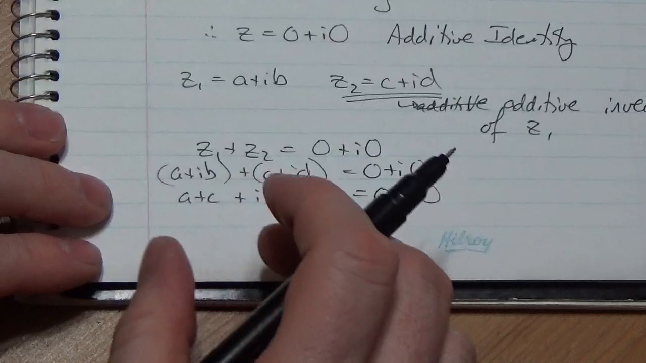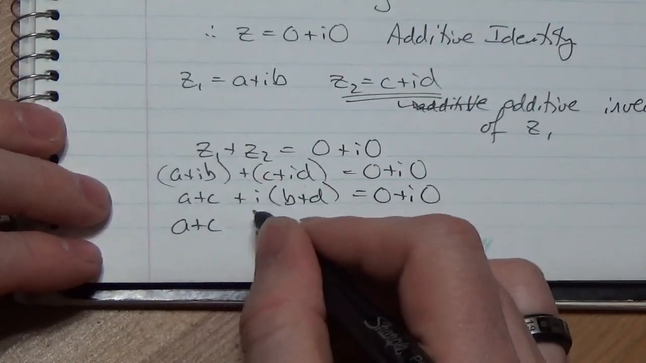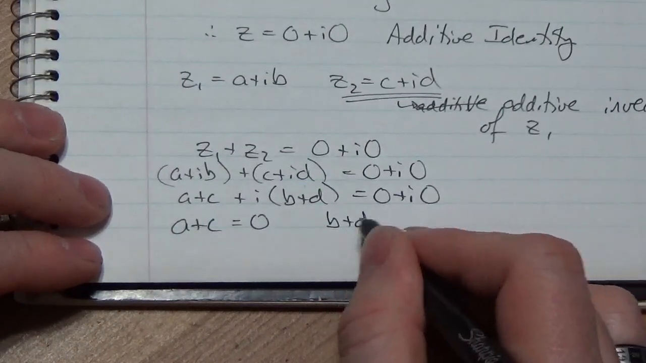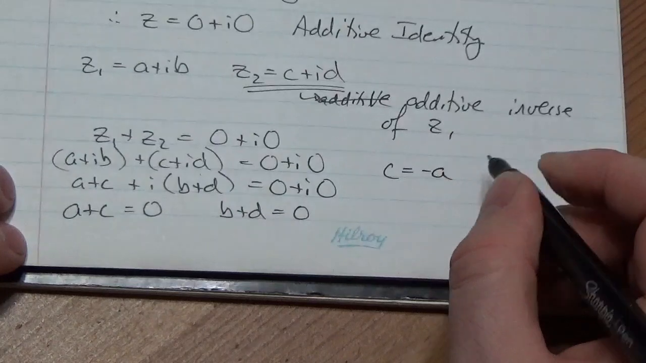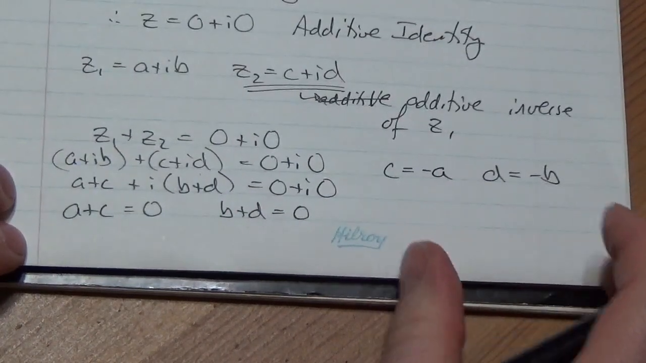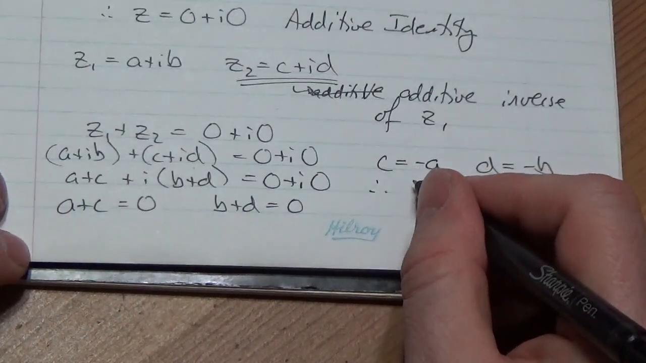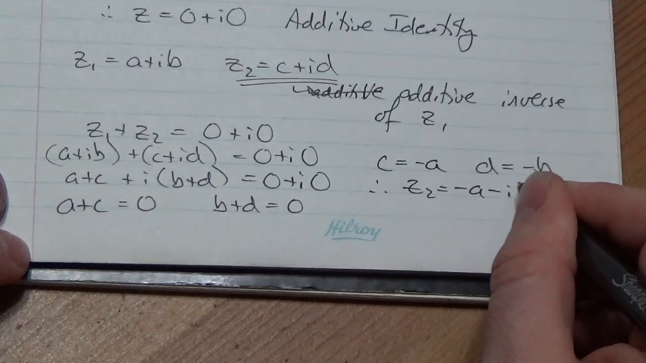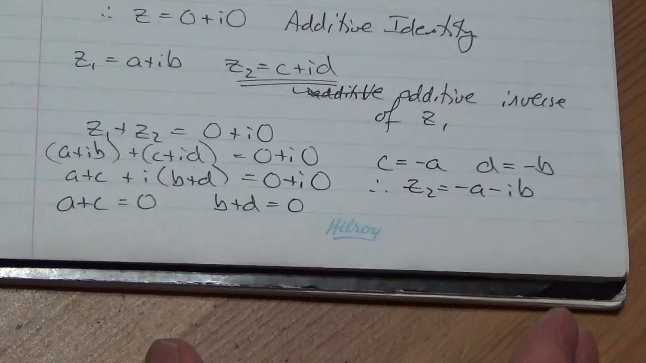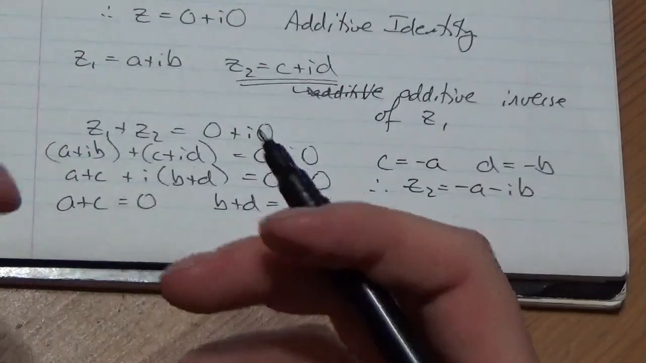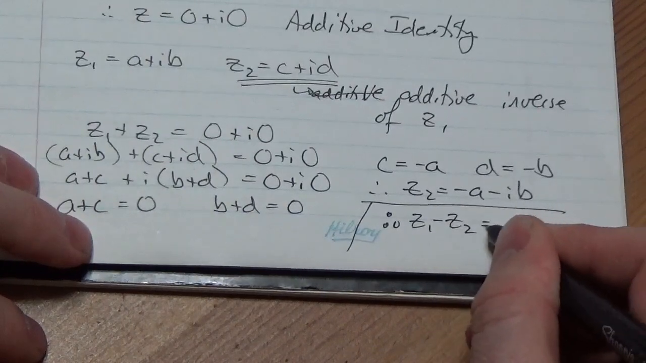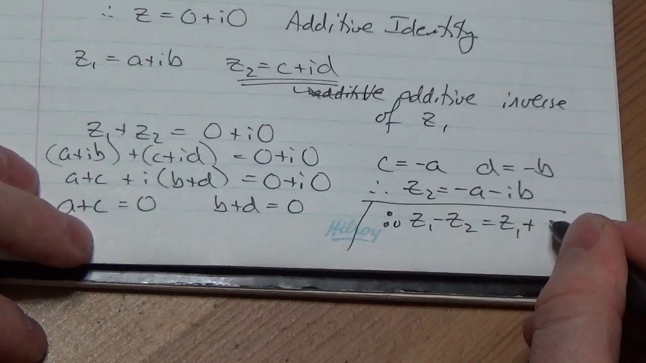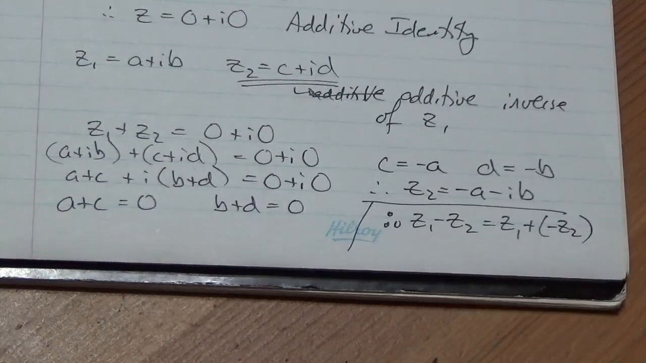And now once again I have to equate the real part and equate the imaginary part. So a plus c has got to equal 0, but also b plus d has got to equal 0. What that means is that c must equal negative a and d must equal negative b. That's how we create the additive inverse. So therefore I know that z2, the additive inverse, must be negative a minus i times b. And there you go. The fact that that exists is actually useful because it helps me define subtraction. If I've got z1 minus z2, another way I can think of that is z1 plus the additive inverse of z2. This just gives me another way of handling that specific kind of problem.